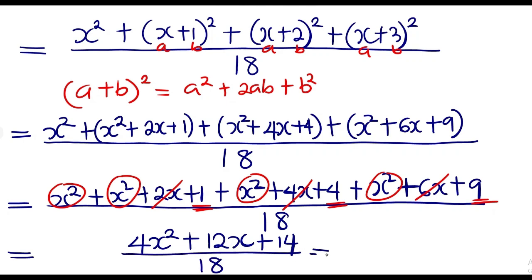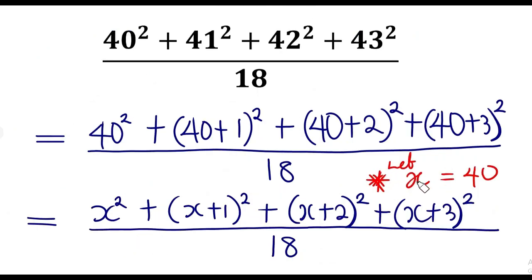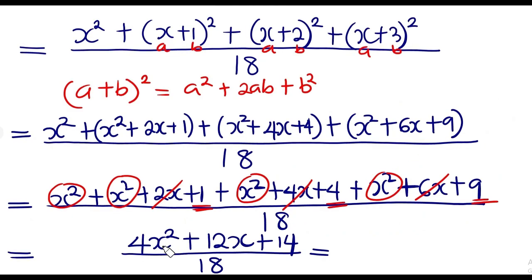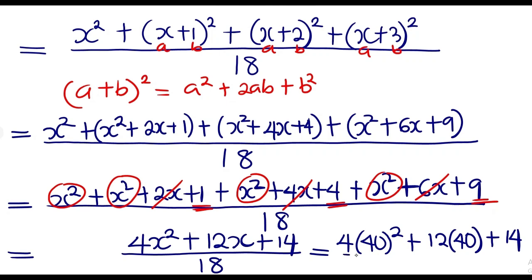However, at this point I need to remember what my x is. Of course, from the beginning we said let x equal 40. Therefore I'm going to replace every x with 40. I have 4 times 40 raised to the power of 2 plus 12 times 40 then plus 14 all over 18.